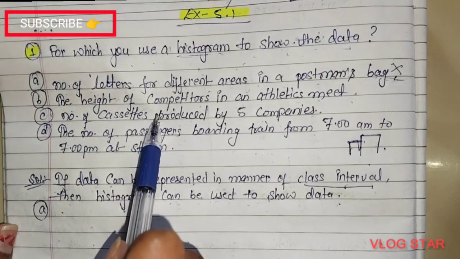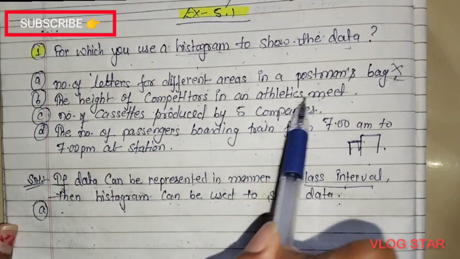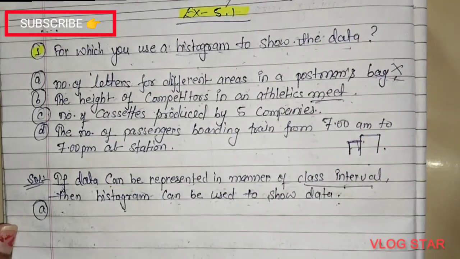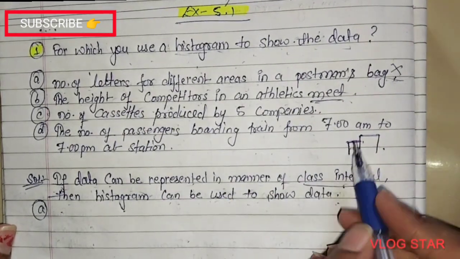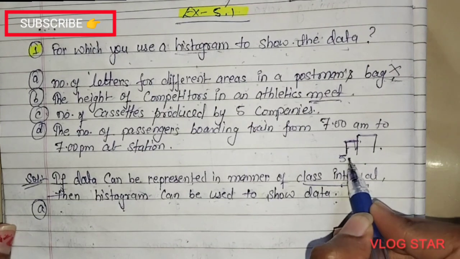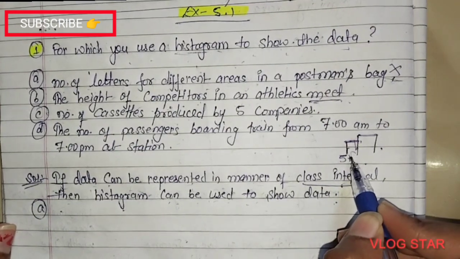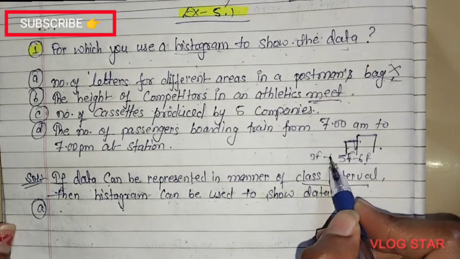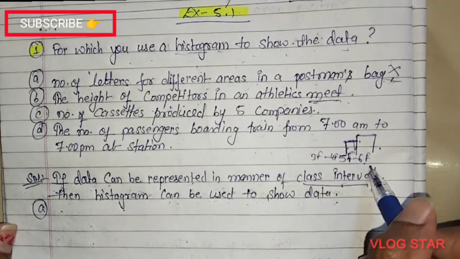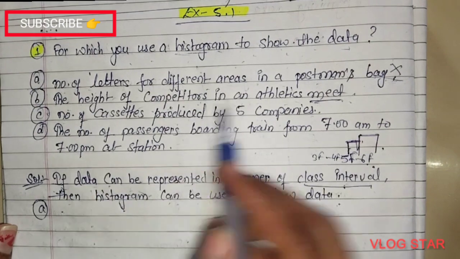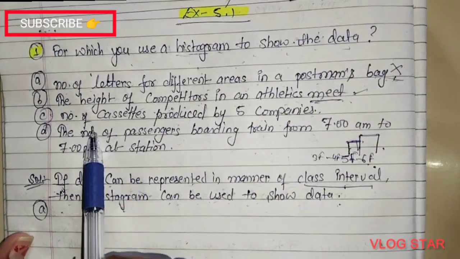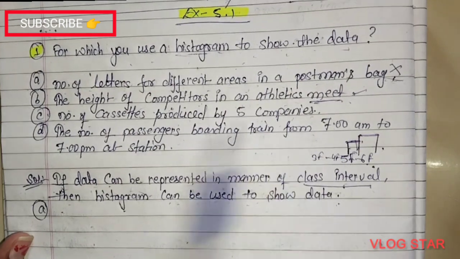The height of the competitors in an athletics meet. If we write height, we can write it in class intervals, 5 to 6 feet, 3 to 4 feet, like this we can write in class intervals, so this will be a histogram.